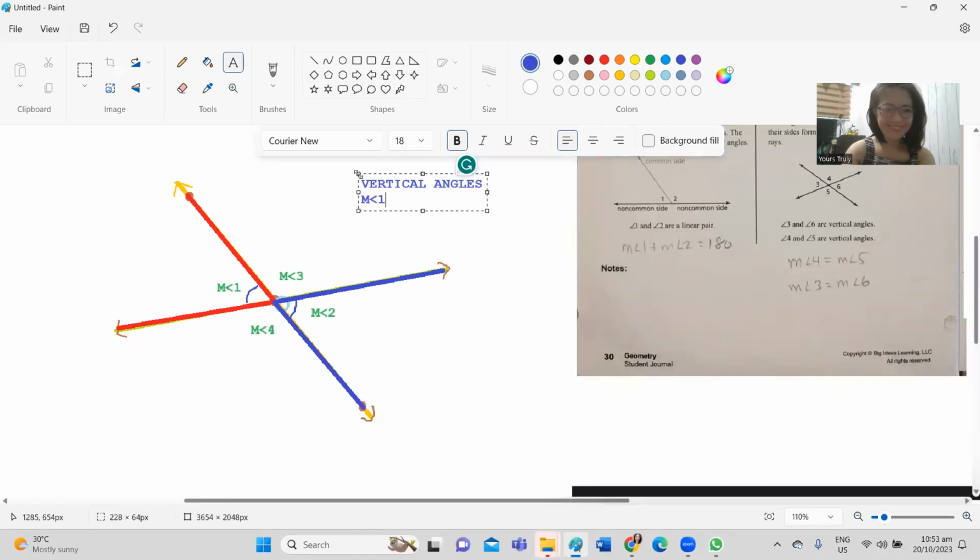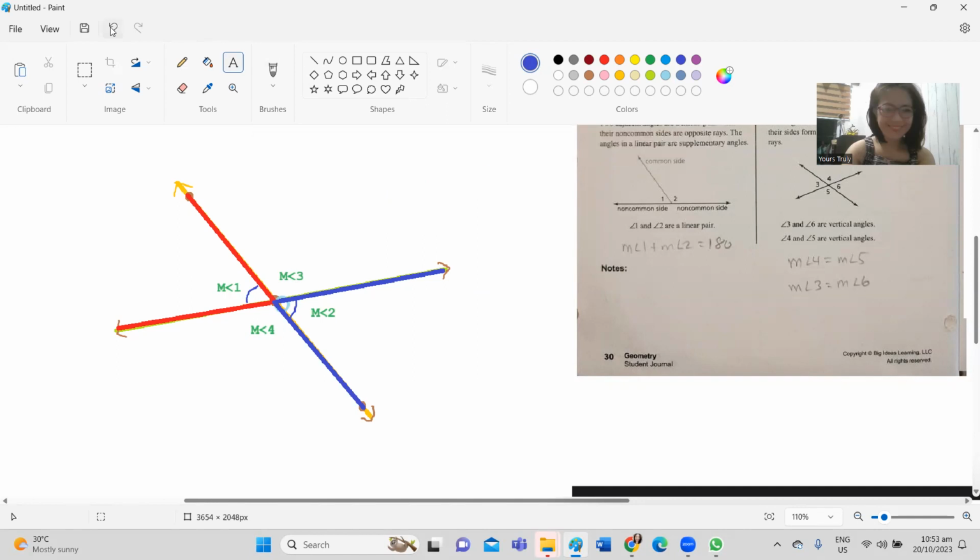Angle 1, right? And angle 2. Yeah, of course, very obvious. The angle 3 and angle 4 are also vertical angles. You get it?